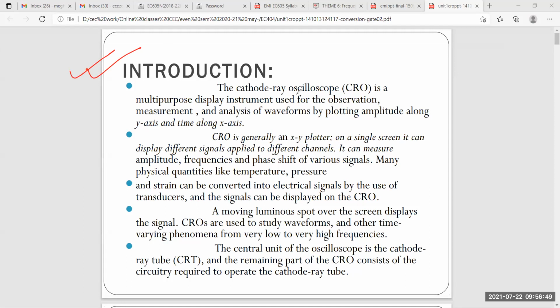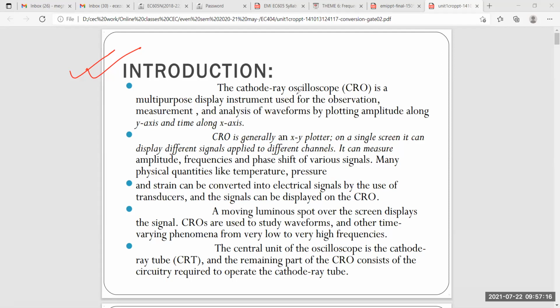What is the main work of CRO? Why do we use CRO? Because when we connect any device with CRO, we can see the waveforms. Because when we connect a device, to check its waveform we definitely need a device. We need something from which we can see what kind of waveform we are getting. To view that, we need CRO.